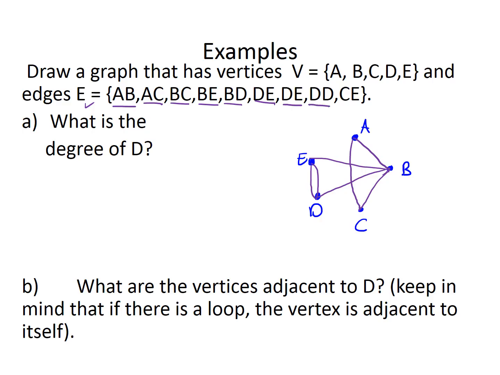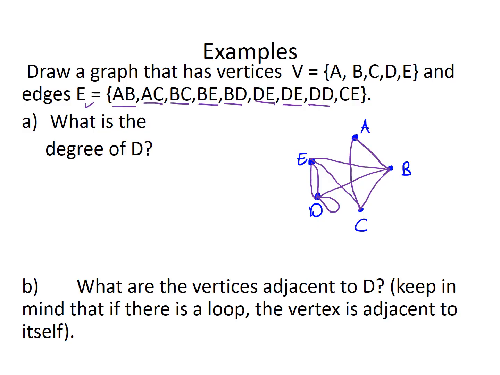DD, so that means there's a loop there at D. And the last one is CE. So that is what one graph might look like.